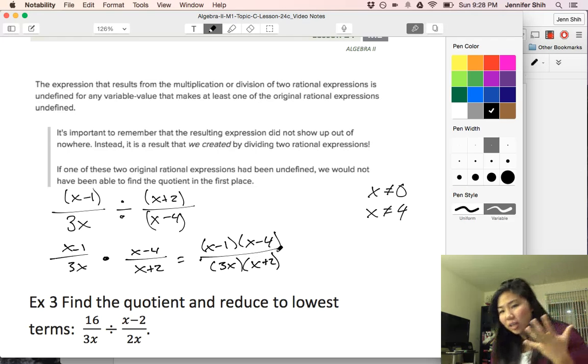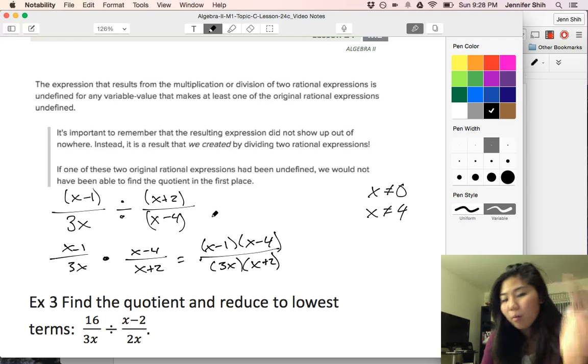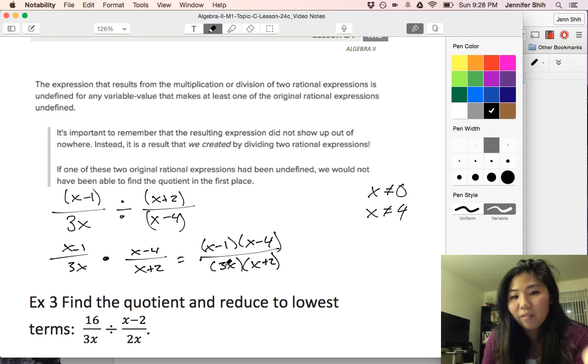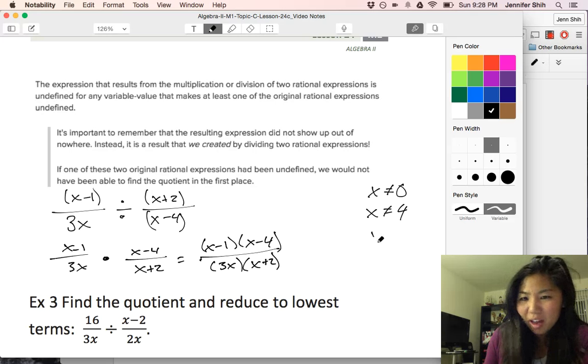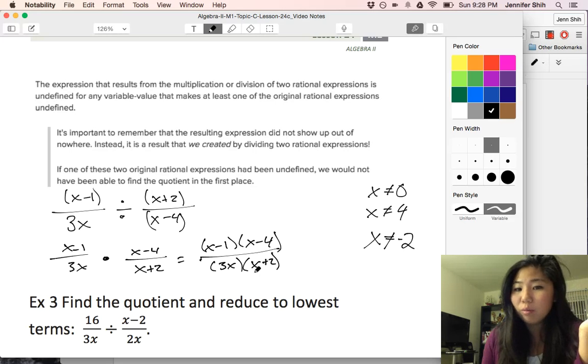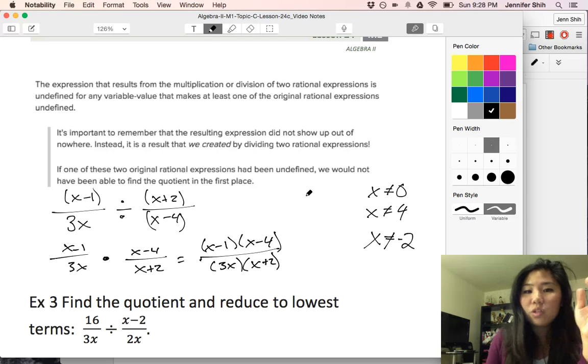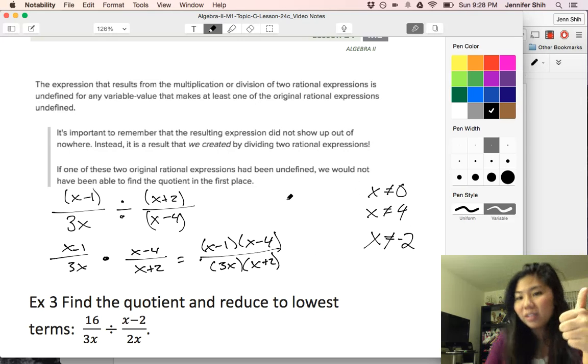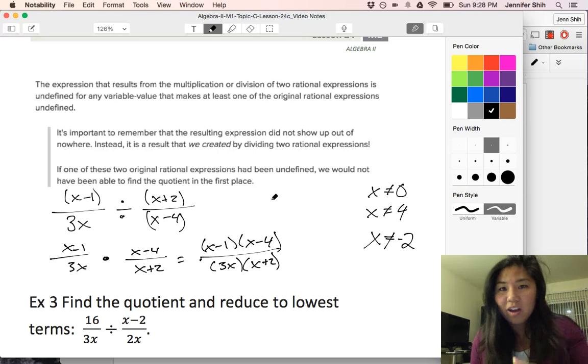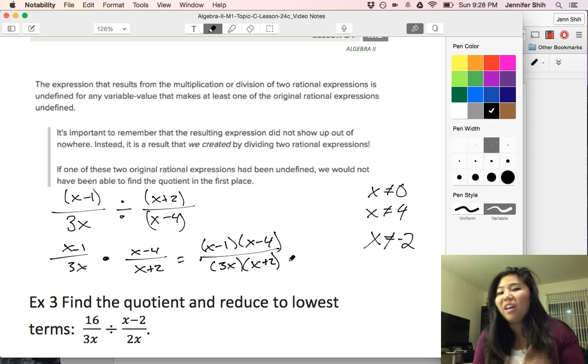And I have to check what values would now make this expression undefined. We already have that x cannot equal 0. And now we have to look at this factor and we have to say, oh yeah, x also cannot equal negative 2, because that would make this factor 0 and the whole expression be undefined. So the whole time I was doing this, I started by identifying which values make it undefined, and then I ended my problem by identifying values that would make the expression undefined.